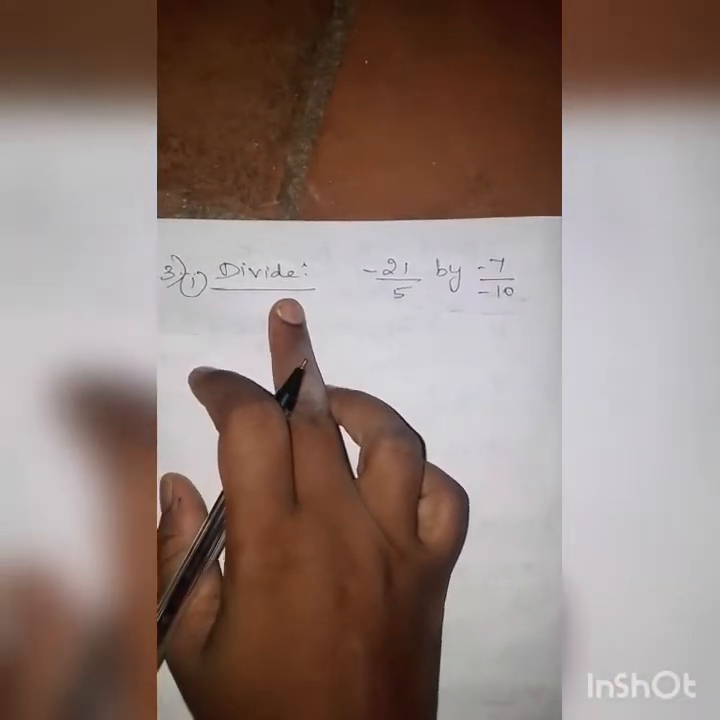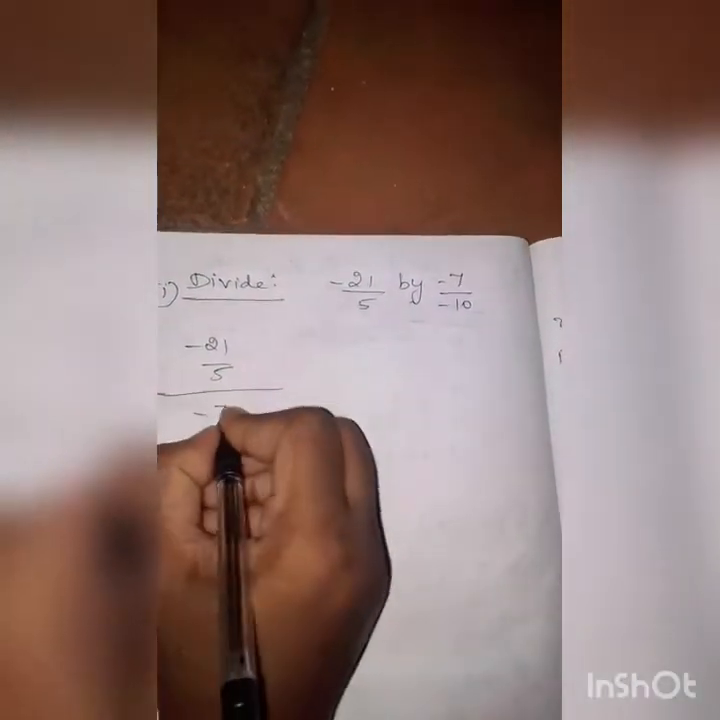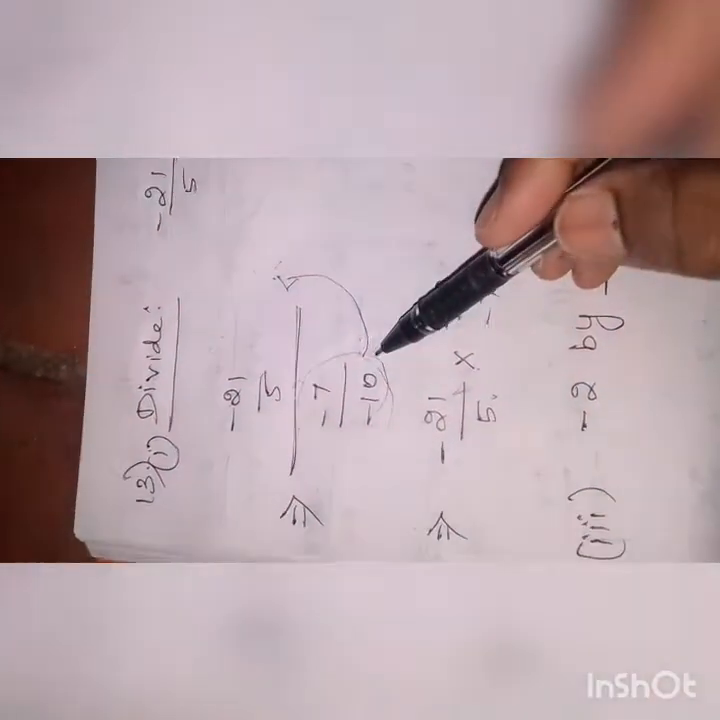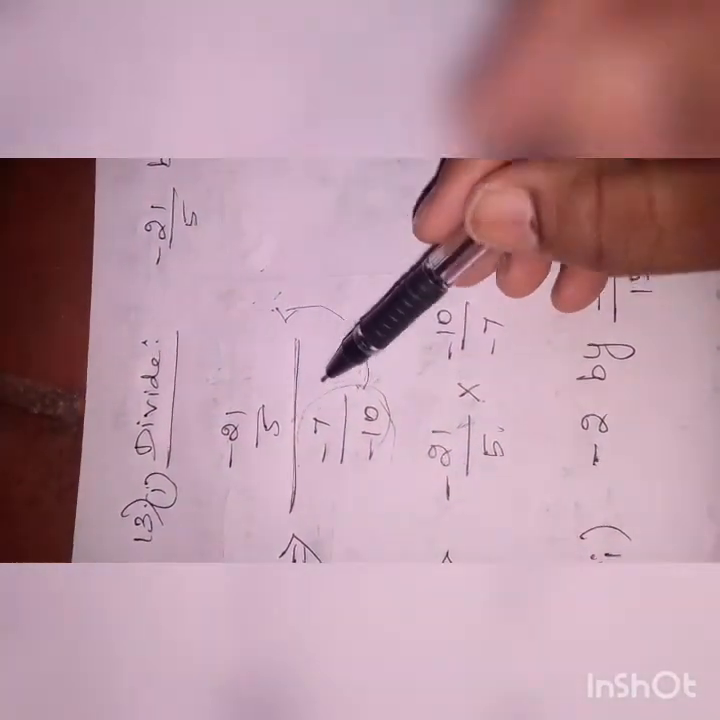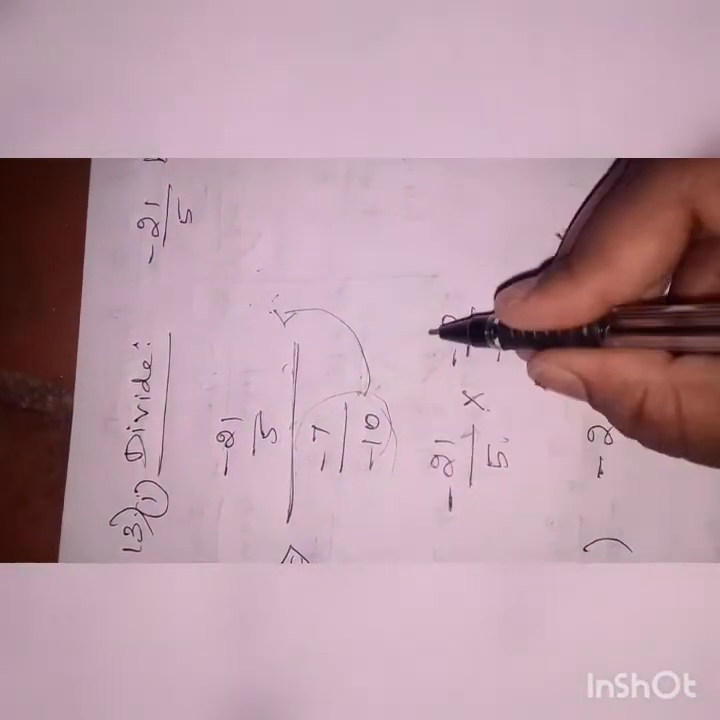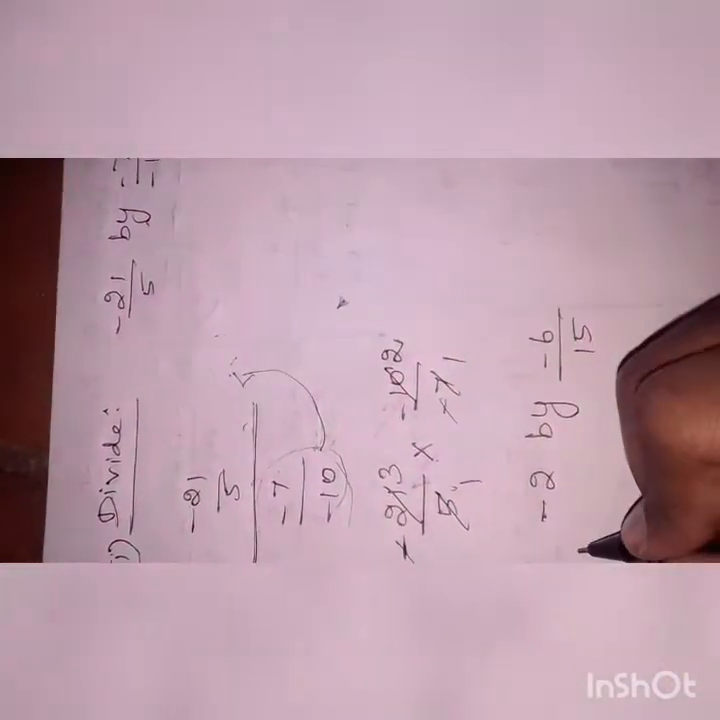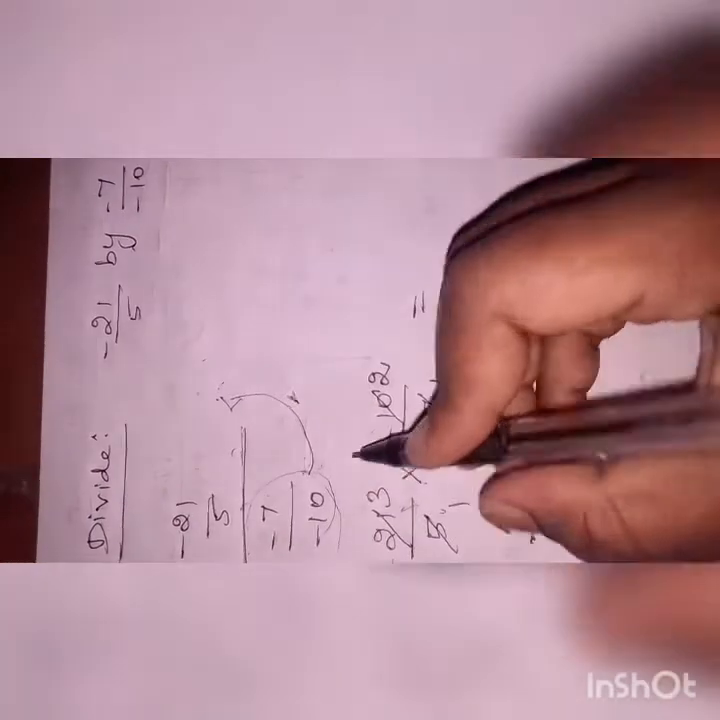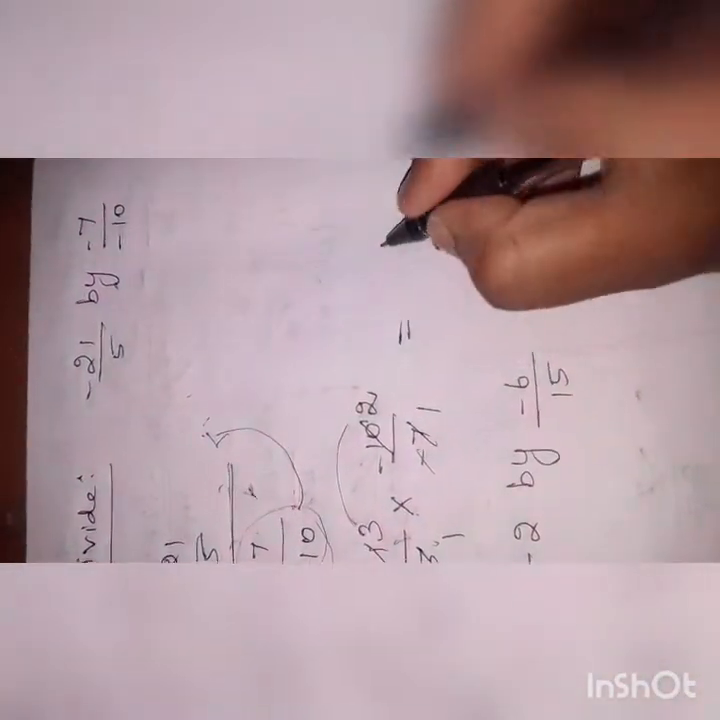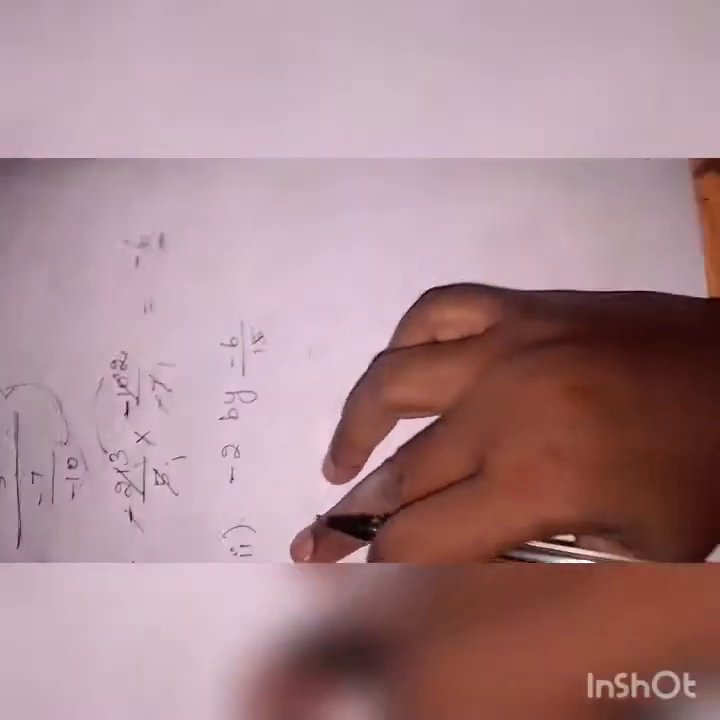Your 13th sum, first subdivision: divide minus 21 by 5, whole divided by minus 7 by minus 10. The number will get reciprocal and the division will become multiplication. Now, is there any number to cancel here? Yes. So minus and minus get cancelled. 7 ones are 7, 7 threes are 21. 5 ones are 5, 5 twos are 10. Is there anything to cancel again? No. So your answer will be to multiply this. 3 twos are 6. So this minus will be as such. So your answer will be minus 6. Sorry. Okay. Now, your third subdivision.